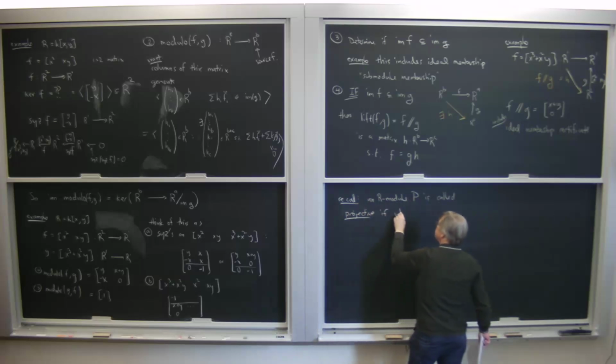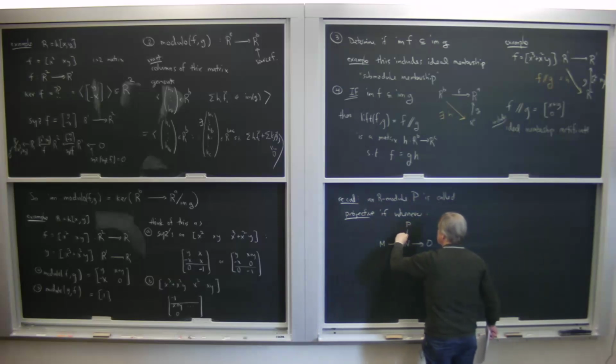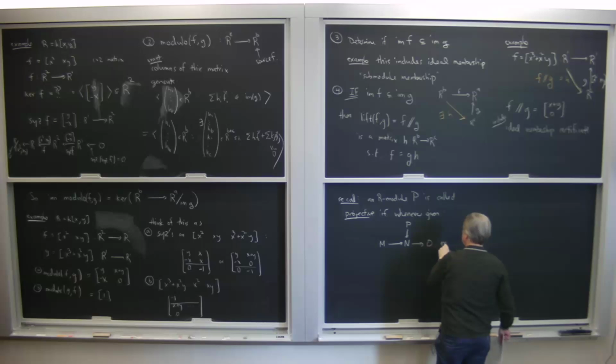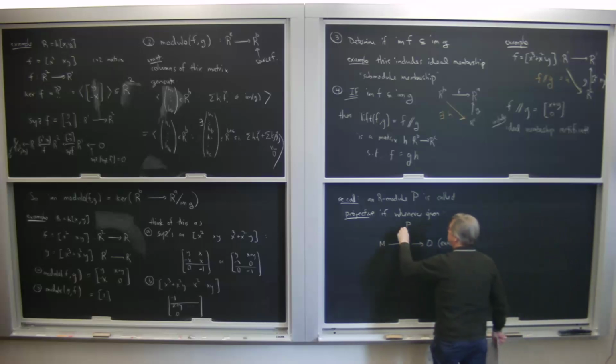if whenever we have the following situation: M maps to N maps to 0. So this is a surjective map. Then what's the situation? P, and whenever we're given this, where this is exact at N, in other words, that's a surjective map, then we can lift it here, and there exists a lift here, such that this is equal to this.